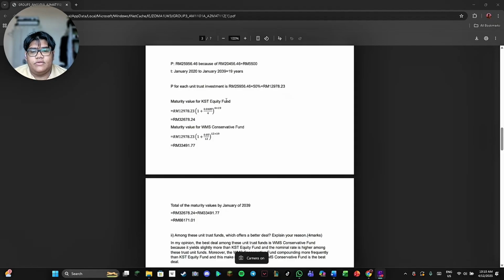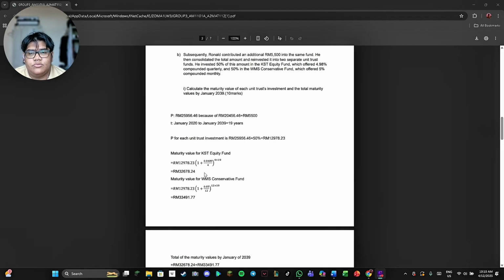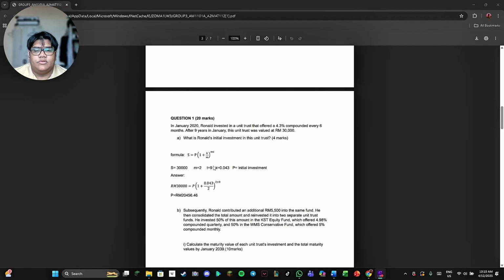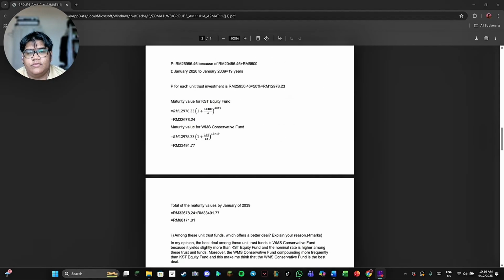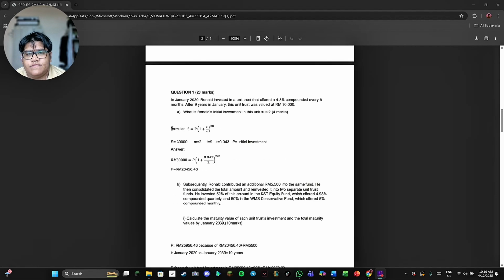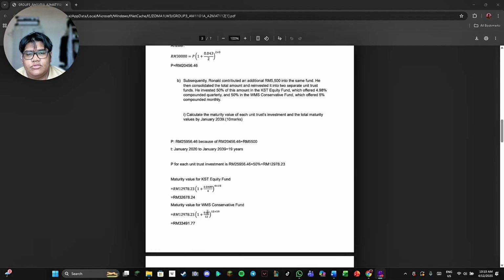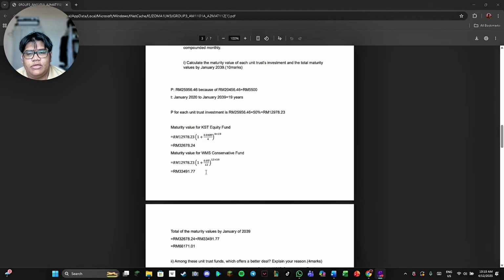You need to find the maturity value for each unit trust fund. For the KSD Equity Fund, the maturity value will be 32,678 ringgit 24 cents. If you want to look for this, we need to use the same formula from question A, which is S equals P open bracket 1 plus K over M close bracket power MT. Same for the maturity value of the WMS Conservative Fund. The answer is 33,481 ringgit 70 cents, and you use the information to get the answer.